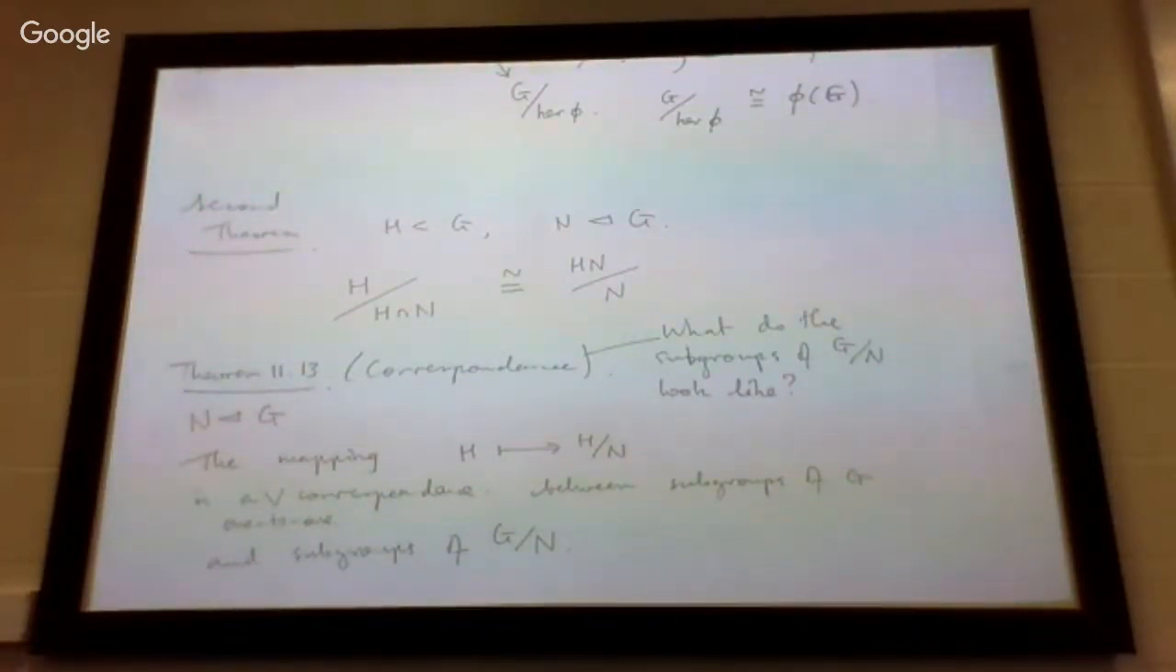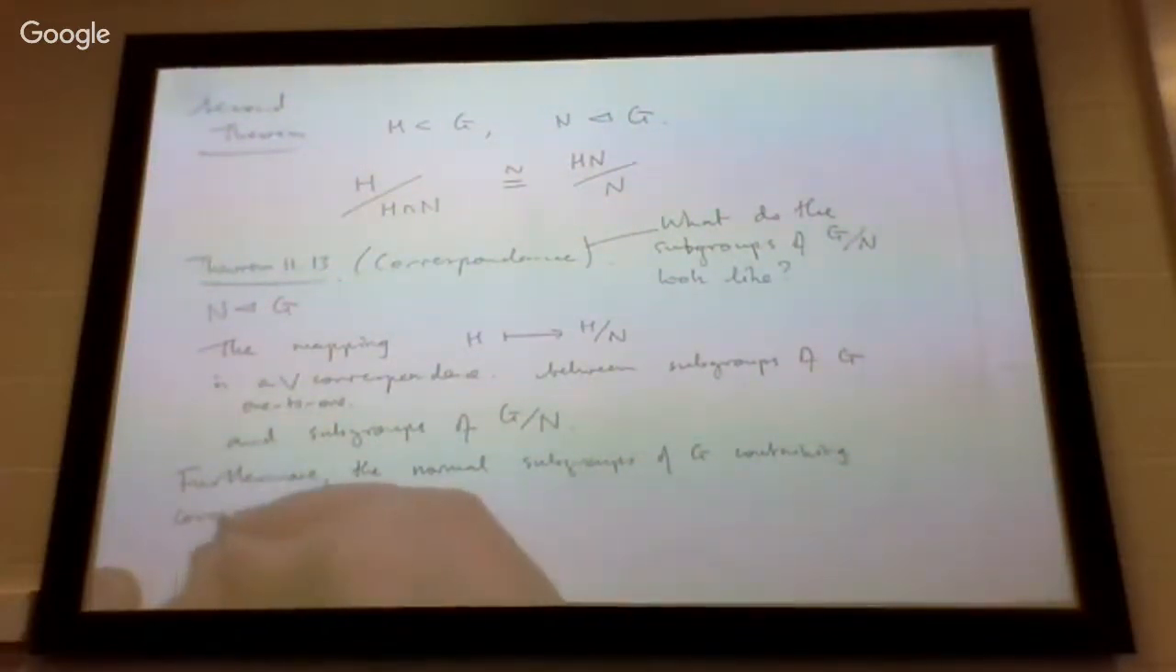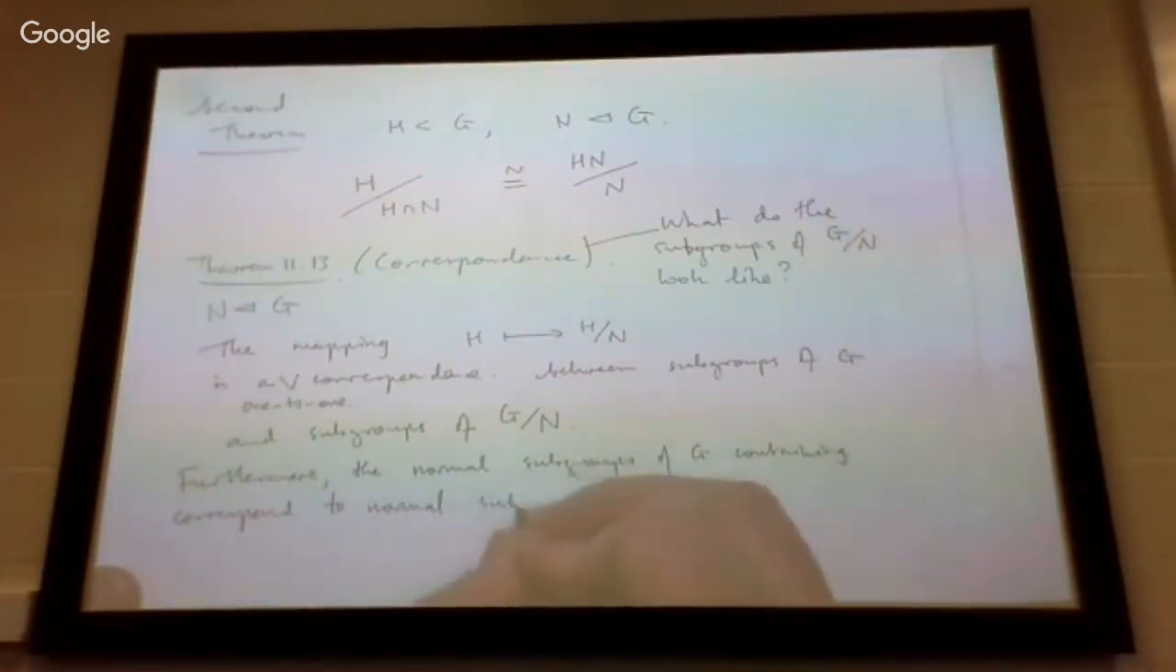Furthermore, the normal subgroups of G containing N correspond to normal subgroups of the factor group G by N. So when H is a normal subgroup that contains N, it corresponds to a normal subgroup of the factor group G by N.